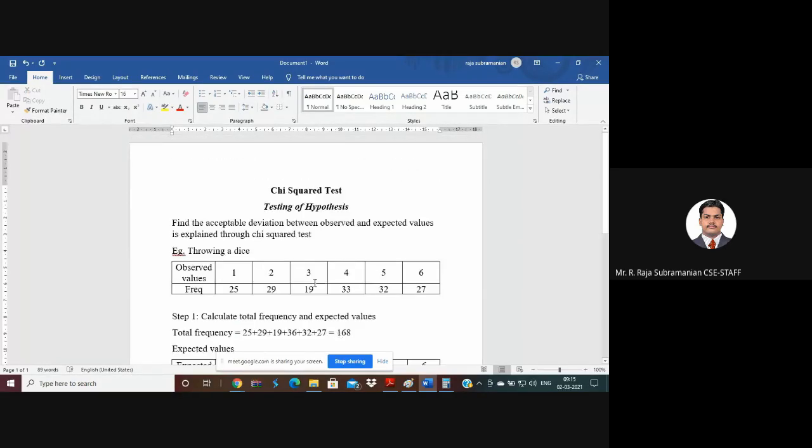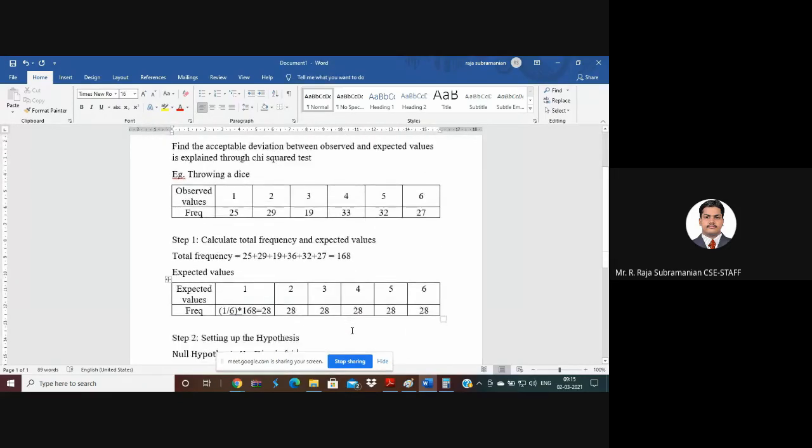What we did so far is just that the observed values are given. I calculated the total frequency, then I calculated the expected values. How am I calculating expected values? The calculation procedure may be different. In this dice scenario, the possibility for each value to occur is 1 by 6. And the total number of samples is 168. So it will be 1 by 6 into 168, which will be 28 and so on. So each value will have a uniform probability.